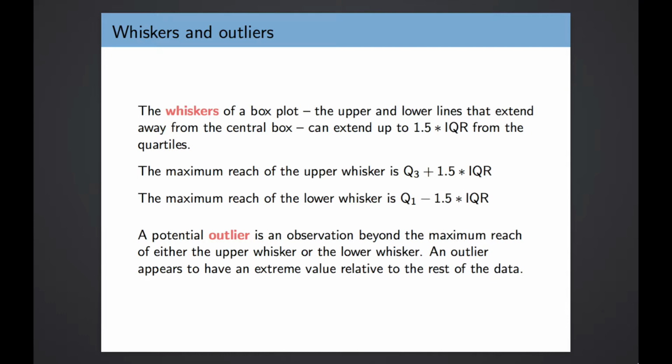And again, a potential outlier is an observation that is beyond the maximum reach of either the upper whisker or the lower whisker. So these are observations that have pretty extreme values relative to the rest of our data, and they're located above the upper whisker or below the lower whisker in the box plot.